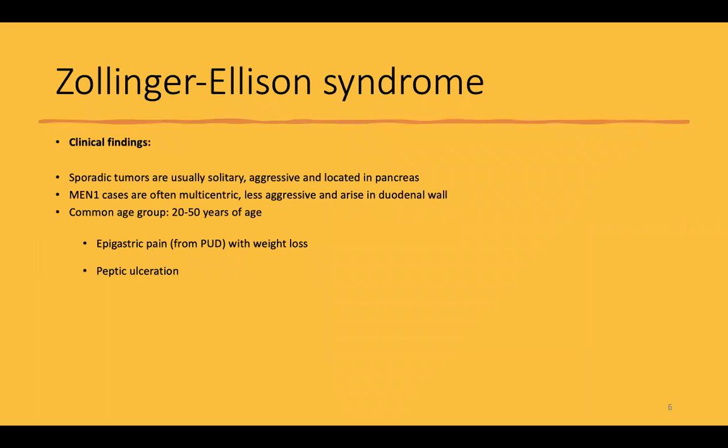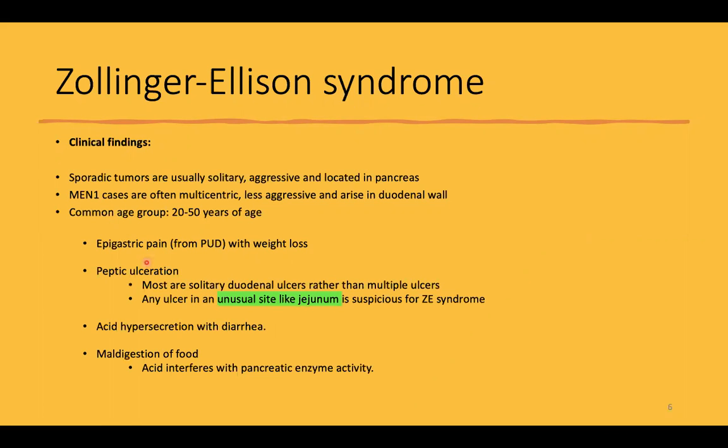Coming to Zollinger-Ellison syndrome, this is the synonym for gastrinoma. This is the clinical entity that constitutes various clinical features like epigastric pain with weight loss. There is peptic ulceration due to excess of hydrochloric acid, and remember the ulcers are very commonly situated in the duodenum. Generally they are solitary, and sometimes they may be even malignant, sometimes even multiple as well.